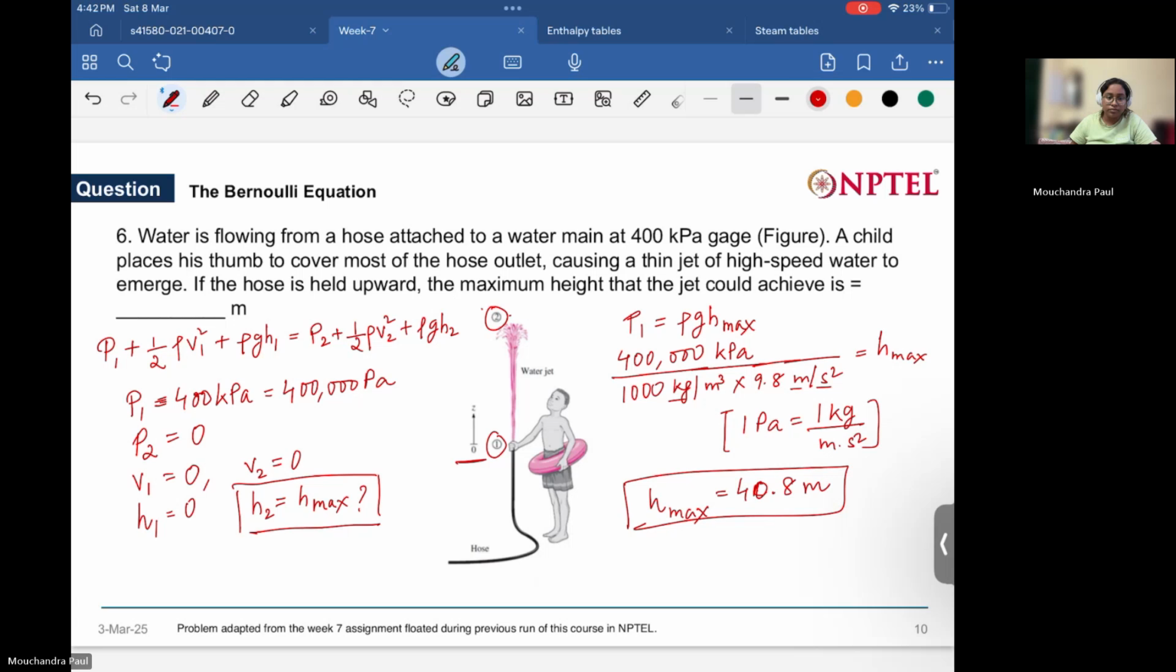So I cross checked. The answer is correct. So there you go. It's a very easy question on the usage of Bernoulli's equation.